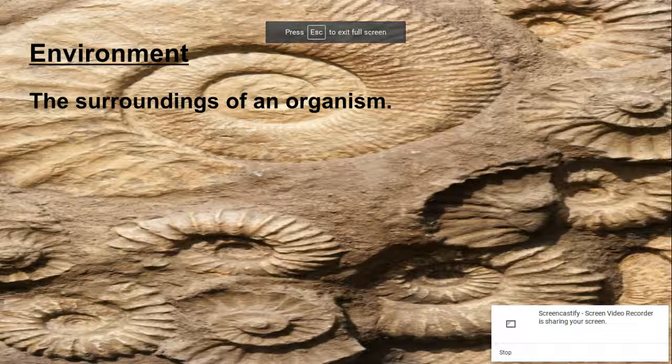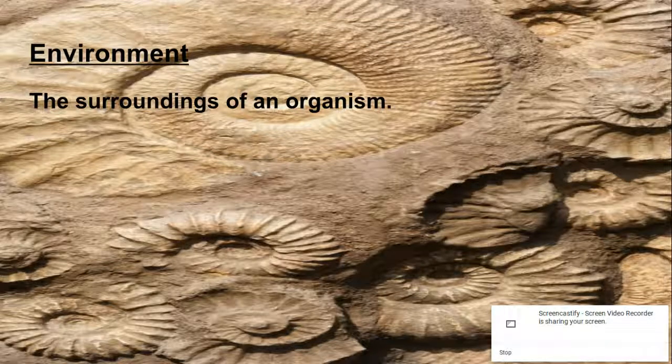So on your blank sheet of paper in your journal, you're going to write fossil vocabulary. Our first word is environment. Environment is the surroundings of an organism. When we talk about environment, we talk about the things around us.